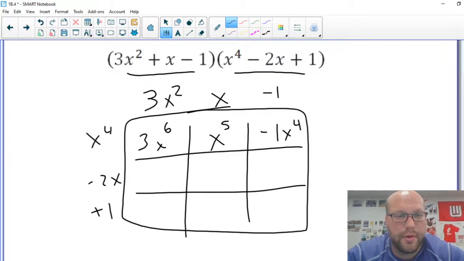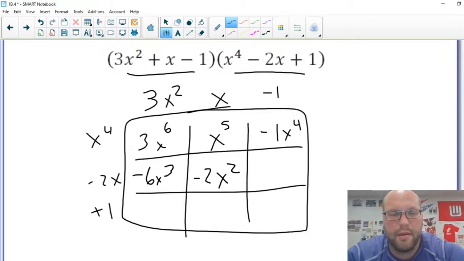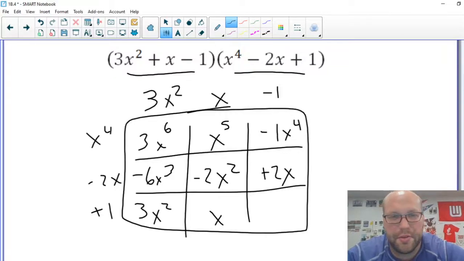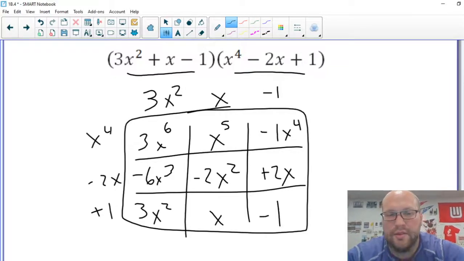-2x times 3x squared is -6x to the third. -2x times x is -2x squared. -2x times -1 is positive 2x. Again, don't need the positive, but if you want it there, you can. And 1 times anything is itself, so this whole row is just going to be itself. So 3x squared times 1, x times 1, -1 times 1.